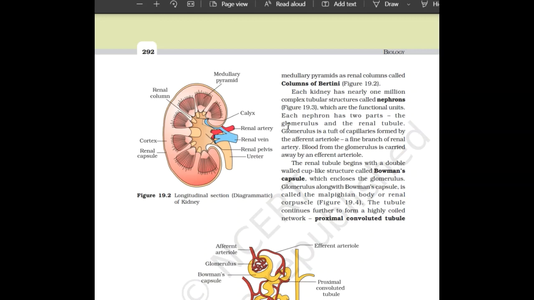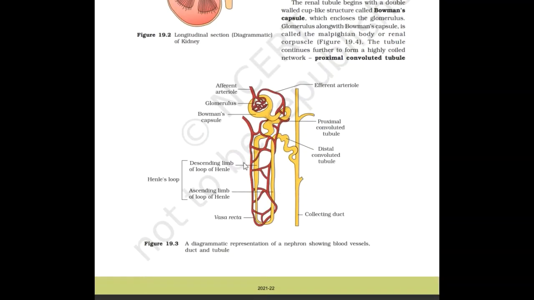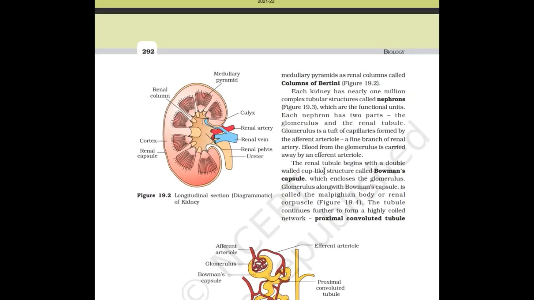Each kidney has nearly 1 million complex tubular structures called nephrons. Figure 19.3 is a figure of a nephron, which is the functional unit. Nephrons are the functional units of the kidney. Each nephron has two parts, the glomerulus and the renal tubule.